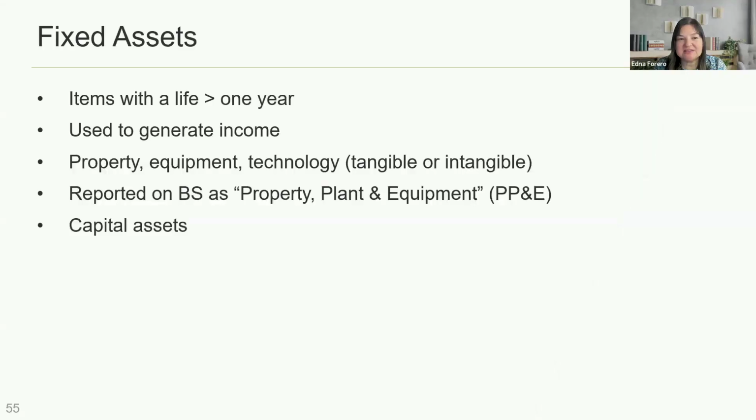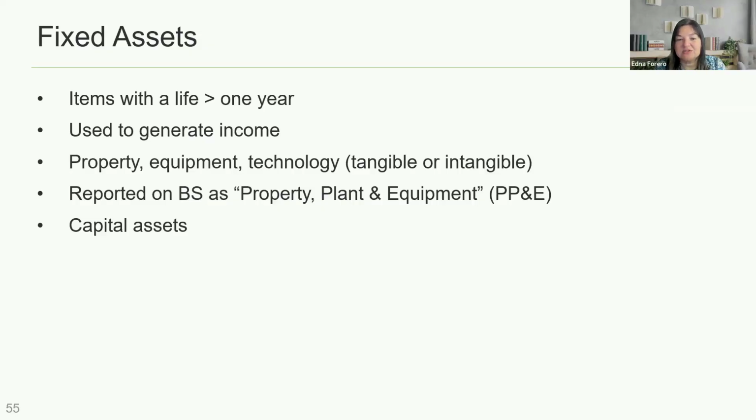So fixed assets are items with a life over 1 year. They're used to generate income. It might be property or equipment or technology, might be reported on the balance sheet as property, plant, and equipment or PP&E, and these are capital assets. So they have a life of more than 1 year, and they're used to generate that income that our client is reporting.